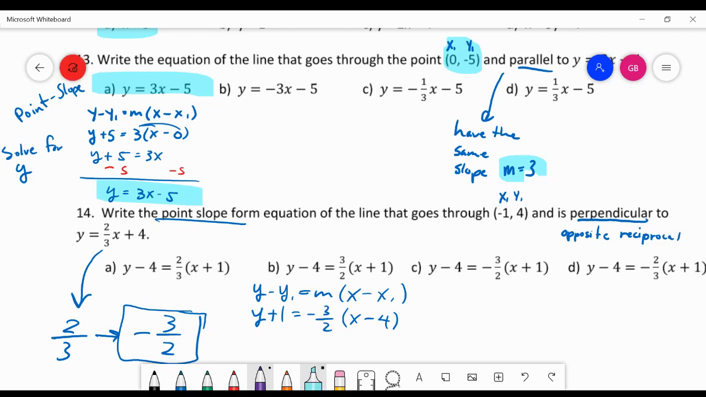Okay, so the one that matches with this is, oh, hold on. I think I put the x and the y in the wrong place. The y is 4, so this should be negative 4. Oops. And the x is negative 1, so this should be positive 1. There you go. Now it matches. Okay, in the wrong place. So our answer is letter C. It's the one that matches up.